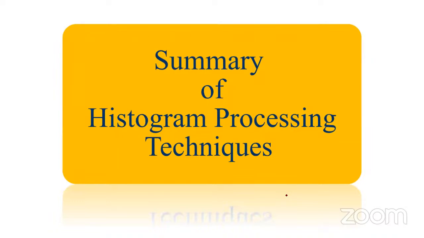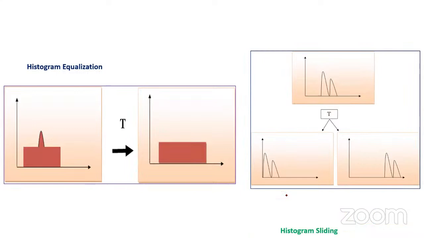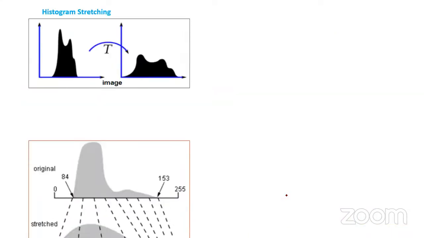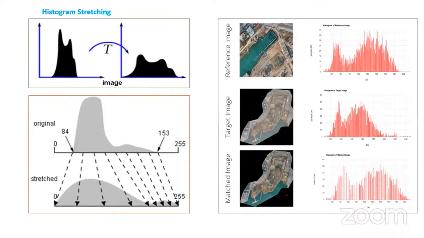Histogram equalization, histogram matching, histogram sliding, histogram stretching. So this I have explained already. Now we can understand what histogram sliding is, and this was already explained. And for histogram stretching, we stretched from 0 to 255 instead of 84 to 150 in the image I have displayed here. And histogram matching also we discussed, with the input image and target image. Based on that, we are able to see better contrast.